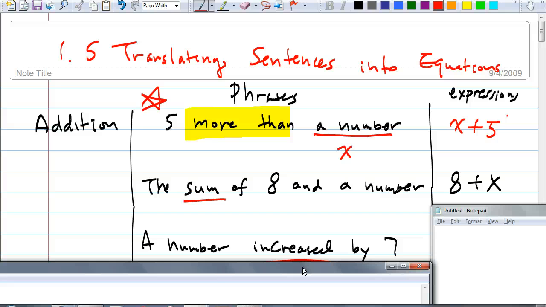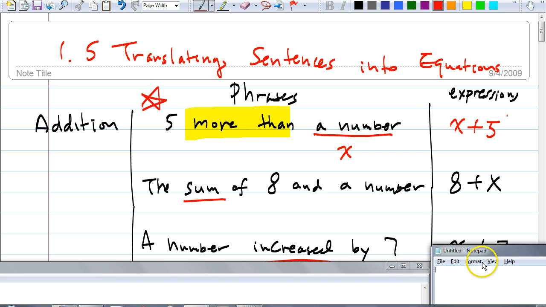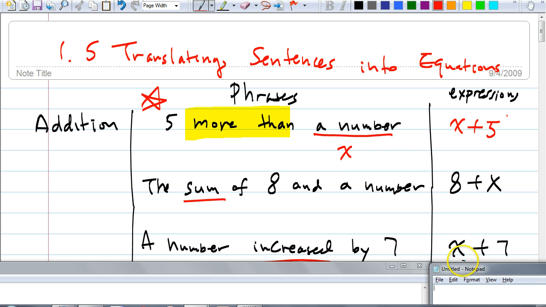X plus 7. Is it 7 plus x or x plus 7, guys? X plus 7. A number comes first, right? So the order, like I said, the only time you change the order is when you have more than. And there's another case. I think a lot of you already know what that is. But anyway, so it's x plus 7, right? Any question?